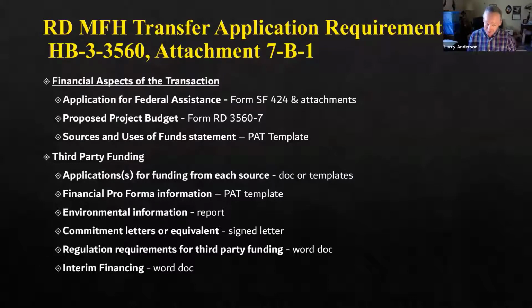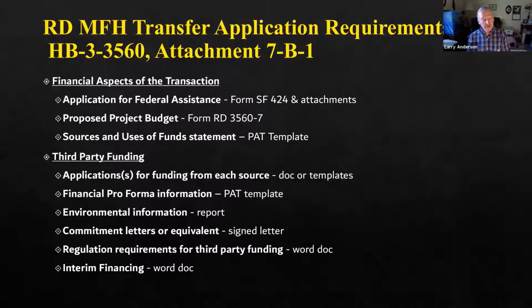So if you're bringing in third-party funding in the RD transfer package, they're going to want to see what your application looked like. They're going to want to look at financial pro forma information, which is on your PAT template. If the other third-party funder requires environmental information, you want that included as well. Commitment letters or the equivalent. And that's a big topic. I don't want to get into that right now, but if you receive a commitment letter from a tax-credit entity, that's included as part of your third-party funding.